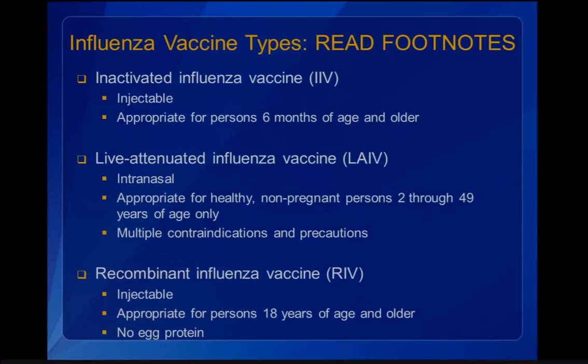older. The intranasal, or the LAIV, is appropriate for healthy, non-pregnant people, and they have to be non-pregnant because it's a live vaccine, 2 through 49 years of age. But again, there are multiple contraindications and precautions. Recombinant is injectable, but this is actually 18 through 49 years and no egg protein.